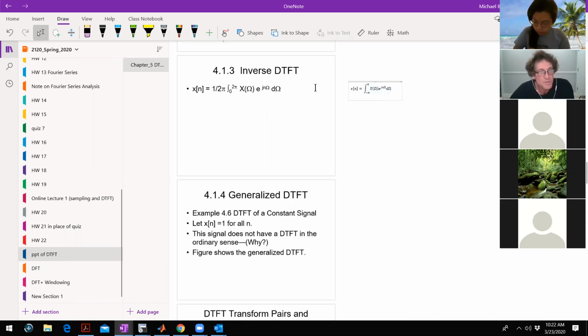I wouldn't go from 0 to 2 pi, but you'd simply take the function x of omega and integrate it from minus pi to pi. And this is the definition of the inverse DTFT. Usually we just use pairs. We know the pairings, the common ones, so you won't have to do that. If you look in your table, they'll have them.